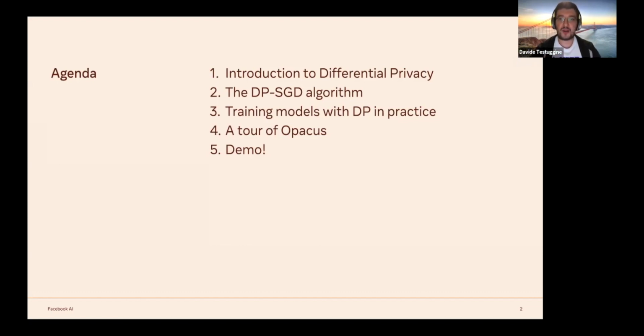Then we're going to talk about training models with DPSGD, both the theory behind it as well as the practice. There are a few caveats that you might want to know before you do it in practice. For some of these caveats, we built some helpers in Opacus, so we're going to go over a quick tour of what we've built in there. And then finally, we'll turn over to Colab and play a bit with it.